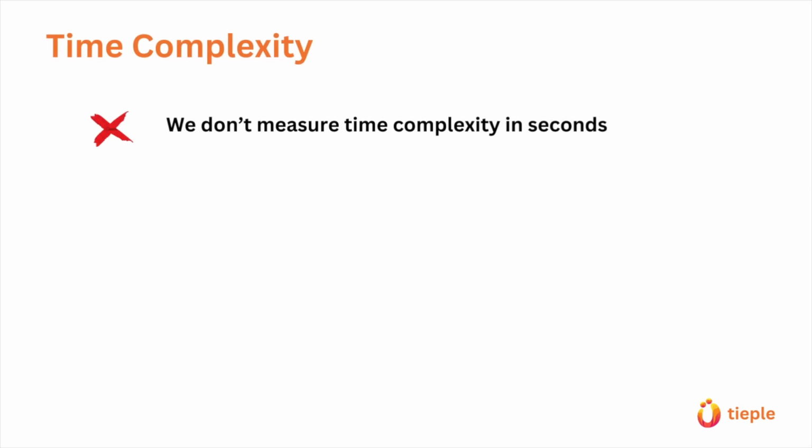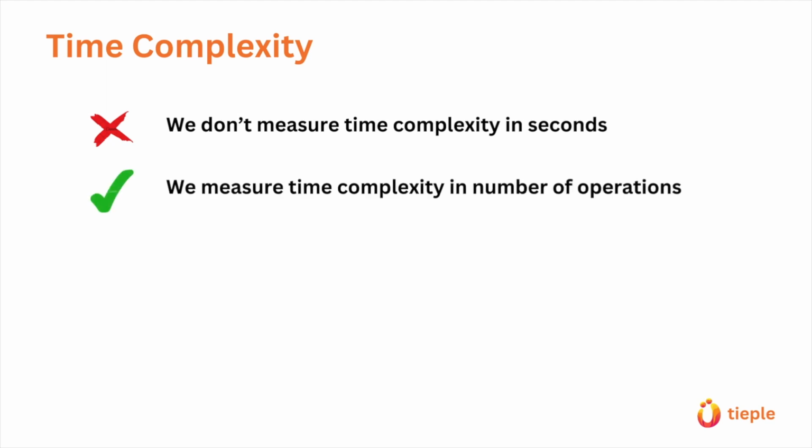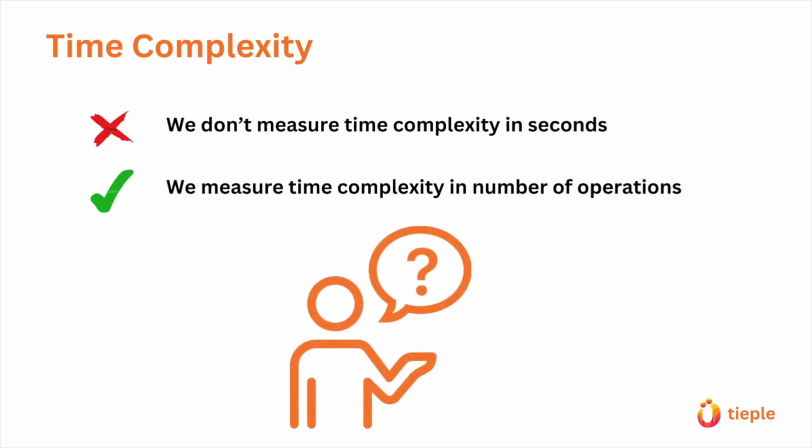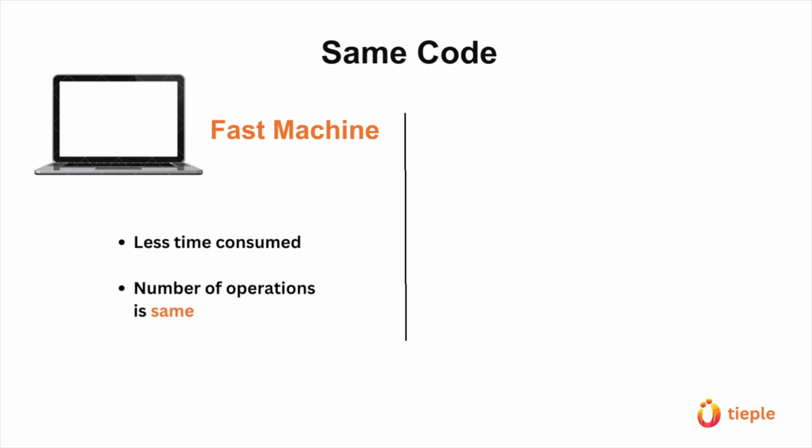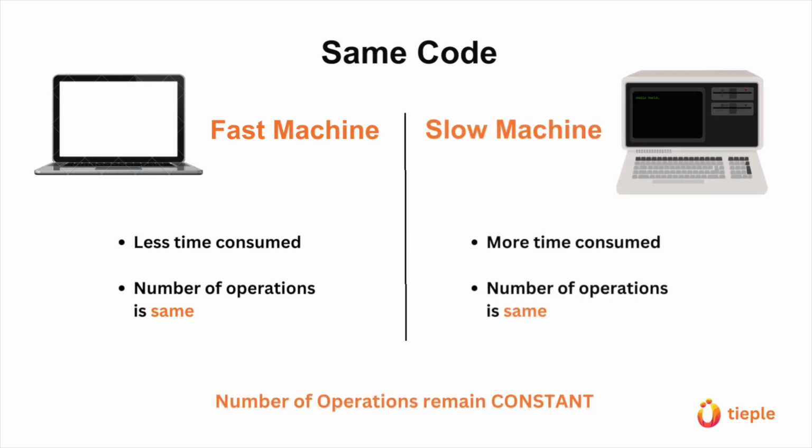But wait. Hold on. We generally don't measure time complexity in seconds. Instead, we measure in terms of the number of operations. But why? That's because if we run the same code on a faster computer, it finishes in less time, but the number of operations remains the same. Irrespective of whether it's a supercomputer or an old computer, the number of operations is going to remain constant.